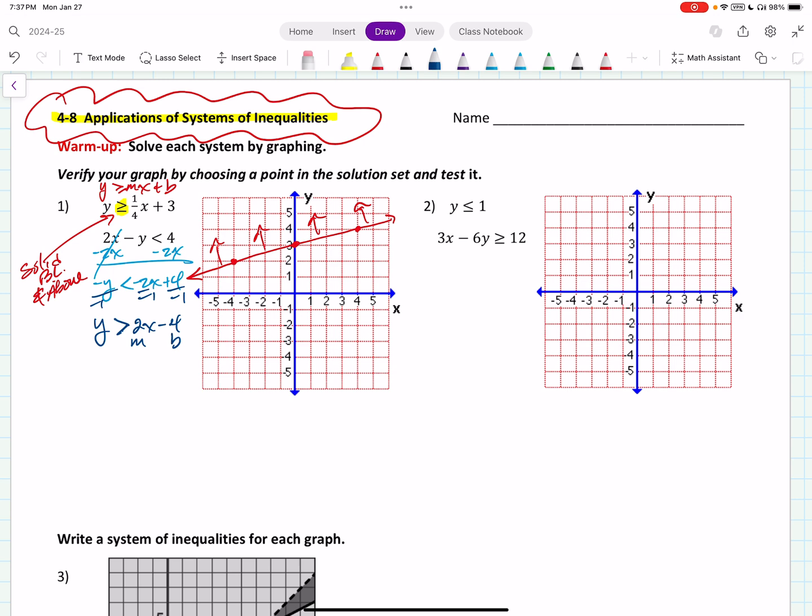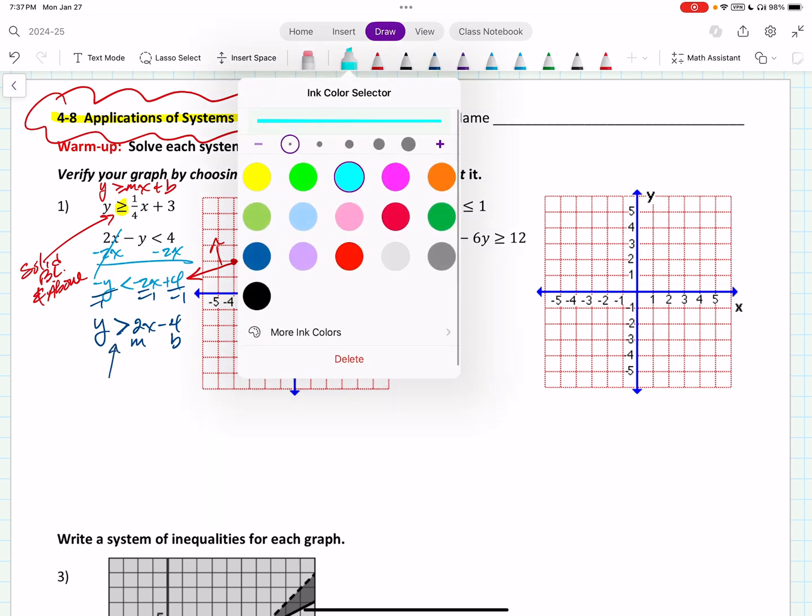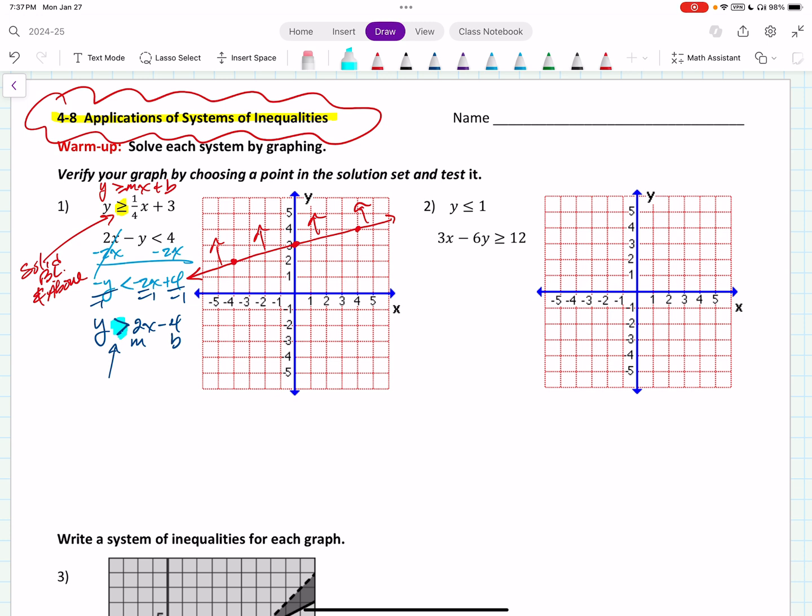Okay, so now I'm looking at this inequality and the greater than symbol here. Just by looking at it, I know that the solutions are above the boundary line and not on the boundary line, so it's dotted. Dotted and above, because we're dealing with a greater than symbol.